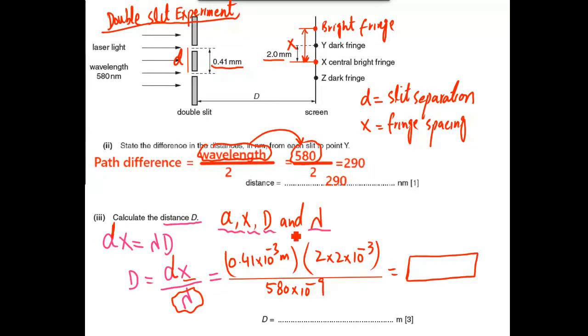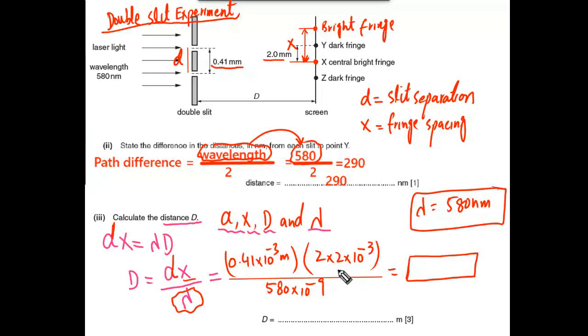Okay, so this is how we can answer. It is not divided by 2. Let me write down here lambda for you. So the lambda is equal to 580 nanometers. Okay, now please, if you understood this point, it is wonderful.